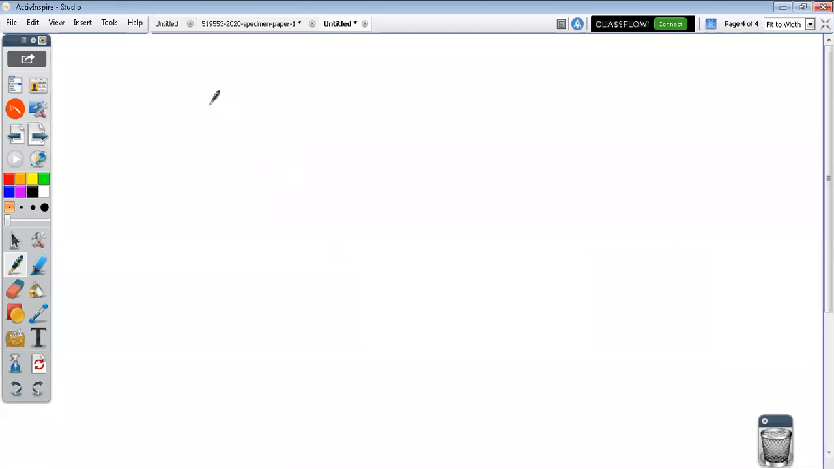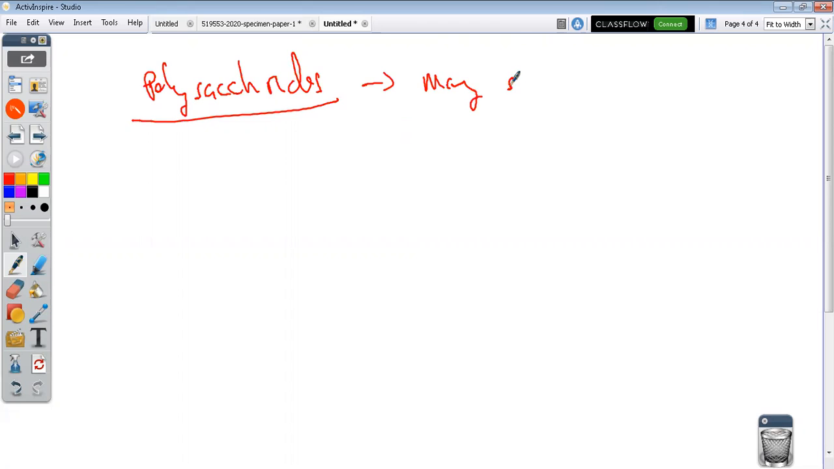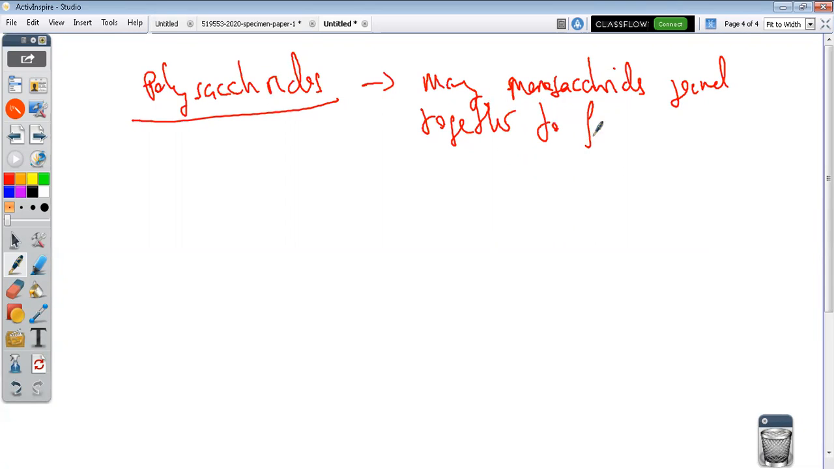Now let's look at polysaccharides. Poly means many. Polysaccharides: many monosaccharides joined together. Many saccharides joined together, many monosaccharides, if you want, you need to put it that way, joined together to form a complex molecule.